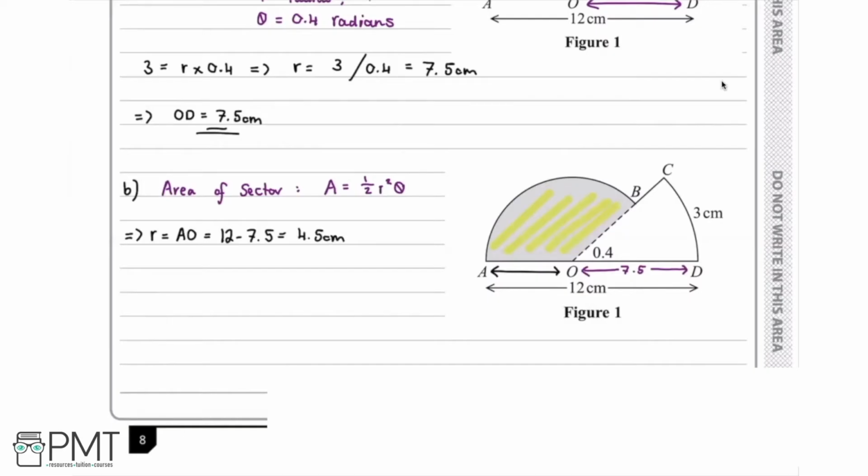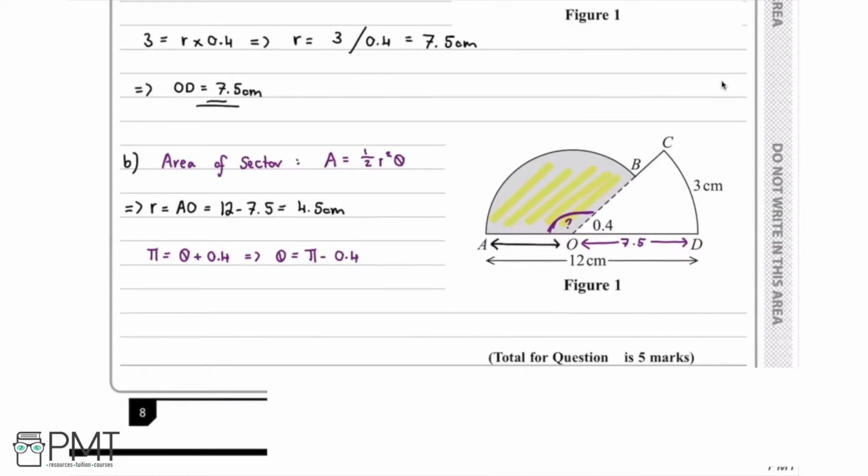And we can do the same for the angle as well. So we can see here that this angle in here will be the angle that we need to use as theta in our equation. And we know that these two angles will add to 180 degrees, or in this case, pi. So we have that pi is equal to theta plus 0.4, which means that theta is going to be equal to pi minus 0.4.